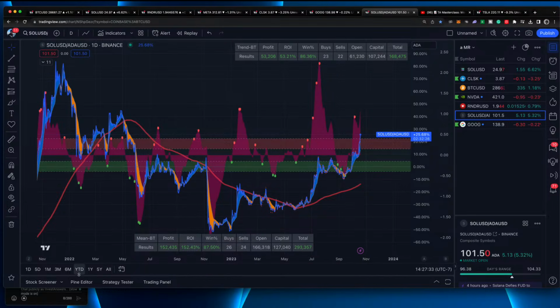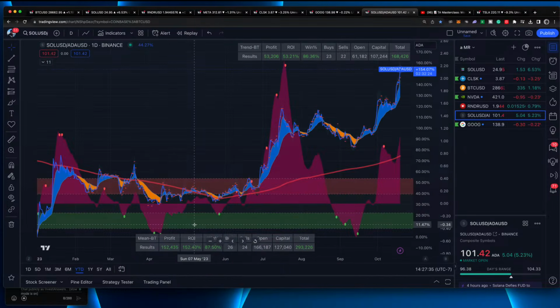But if you look at year to date, you'll notice there's been a lot of action. Solana has completely crushed Cardano. It's up 154% more than Cardano. So it works for pairs. If you're pair trading crypto, pair trading other assets, you name it, it works really well.